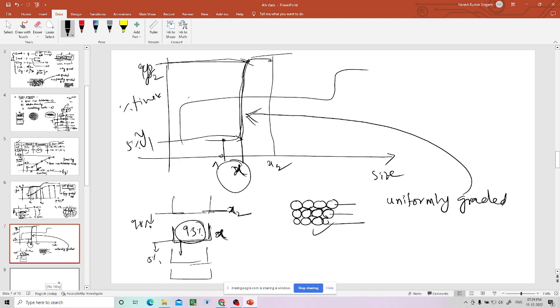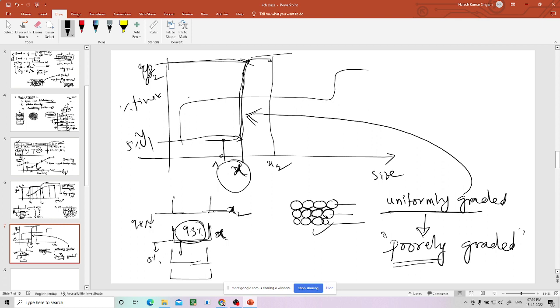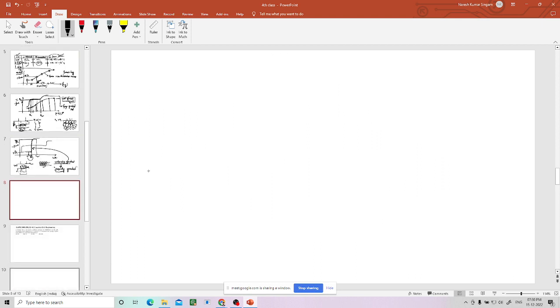Okay. Now you understood what is well graded. You understood what is uniformly graded. Uniformly graded is nothing but poorly graded soil, because it is poorly graded, it is not well graded. Now we should note down some important factors.